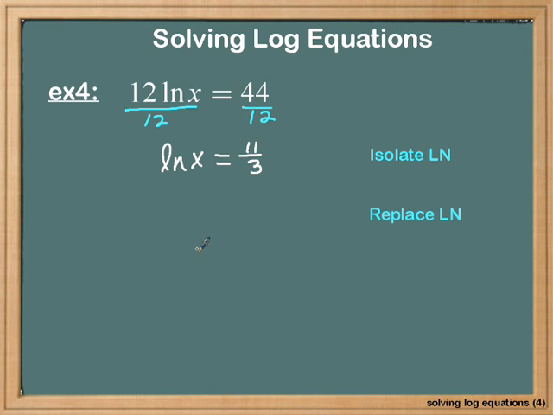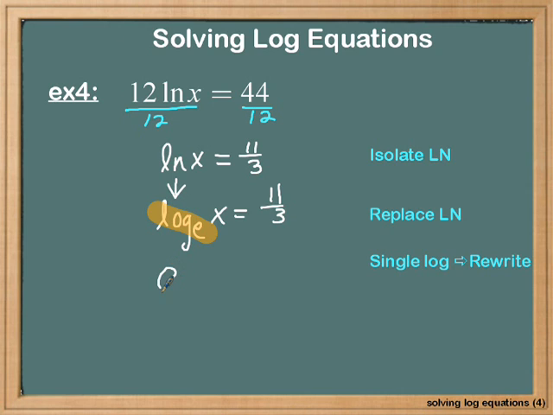Now what do I need to do? How about if I replace that ln with log base e of x? And that's going to set me up for what? I have on one side a single log. So that means I have only one option here, and that is to do a rewrite. So on this rewrite, I'm going to get e to the 11 thirds equals x. I've gotten x by itself, so I've solved, and now I simply have to do the calculation.